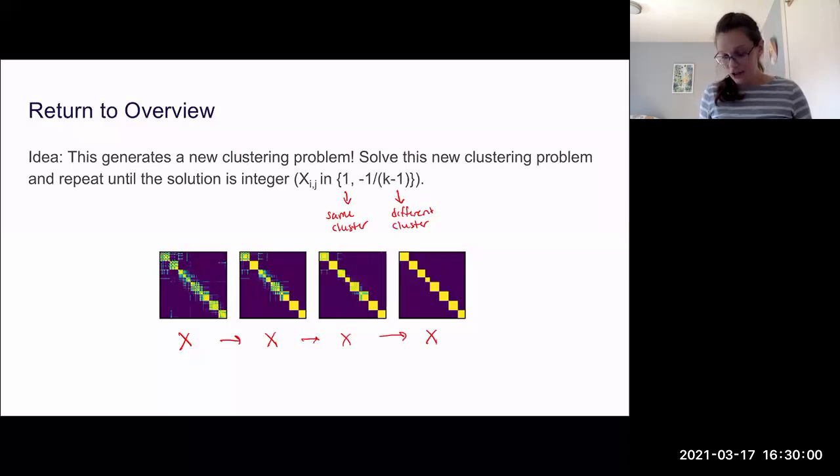And in the end, after just 3 iterations, we actually get to an integer solution, meaning that we get to a very clear clustering where we're not doing any rounding. It is exactly telling us the k clusters to output.